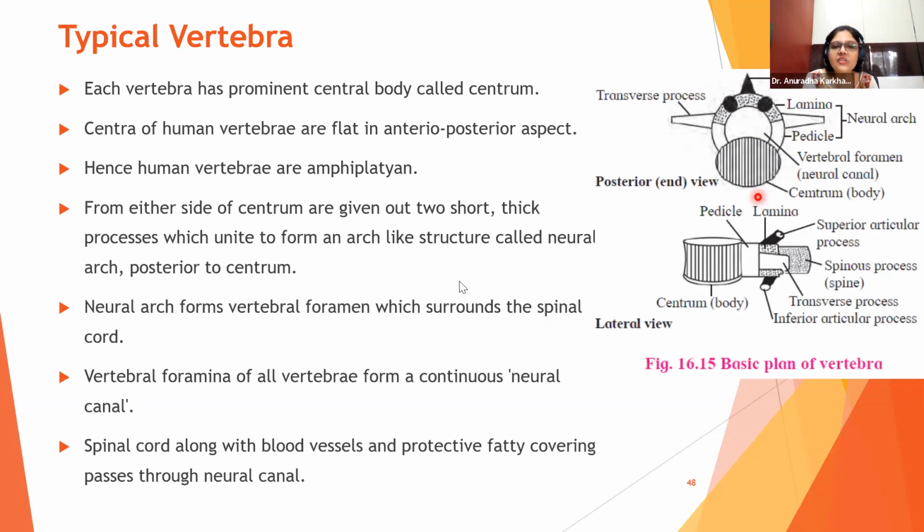Yeah, but someone had asked me how they fit into each other. So please look over here. Here you can see very clearly the superior articular process. You can see here the inferior articular process. So the upper vertebra and the lower vertebra will fit like this into each other. Okay, this is how they fit.